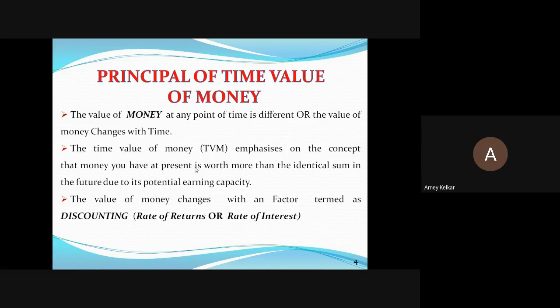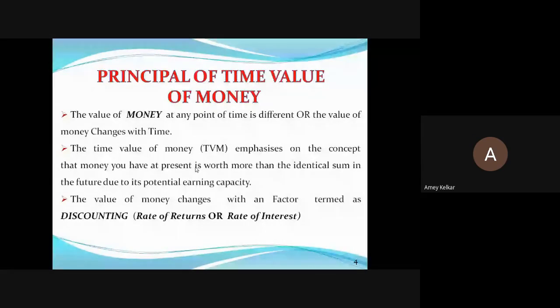That 10,000 would have become 10,000 plus something. How much? That depends on the discounting factor. So what is discounting? It is the percentage by which the money will grow. In general terms, we call it rate of returns or rate of interest. Discounting is a general term we use in economics, but rate of returns or rate of interest is the term we will use in our regular day-to-day life.